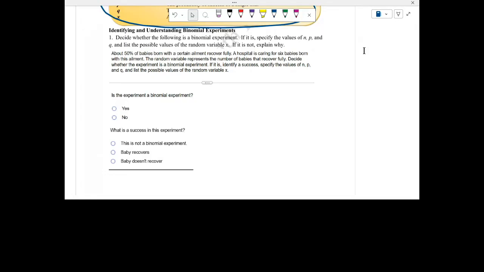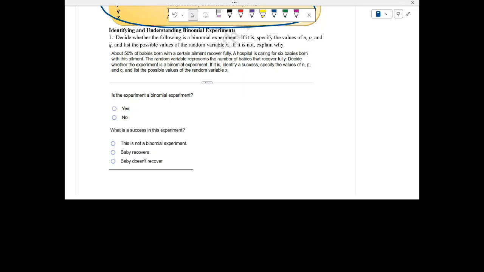It says about 50% of babies born with a certain ailment recover fully. A hospital is caring for 6 babies born with this ailment. The random variable represents the number of babies that recover fully. Decide whether this experiment is a binomial experiment, and if it is, identify a success, specify the values of N, P, and Q, and list the possible values of the random variable X.